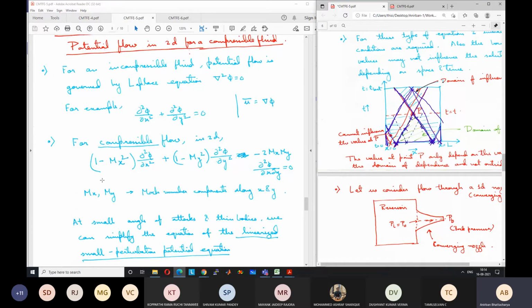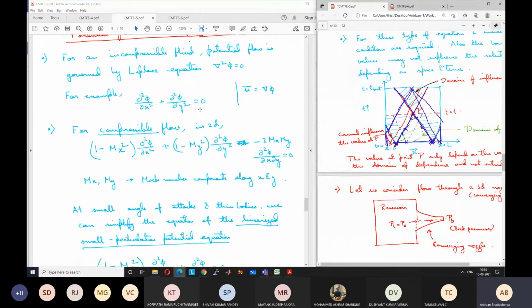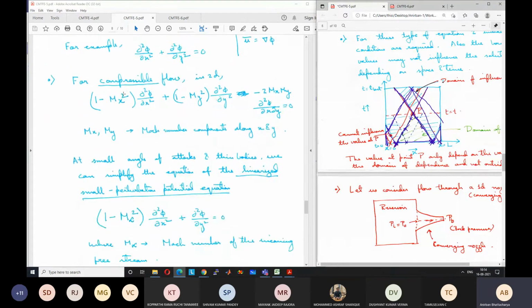So if the Mach number is very small, the equation reduces to the incompressible form. It is almost approximately equal to the incompressible flow equation. It is only valid when the Mach number becomes larger. So for flow over thin bodies, we are just considering a particular case, not the general case. We'll consider a particular case where the flow is occurring over a thin body at small angle of attack, meaning that it is almost aligned with the body.